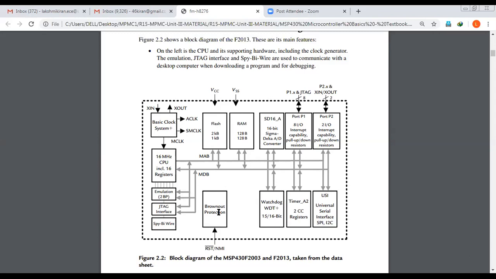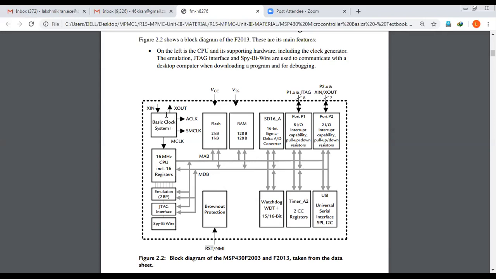And brownout protection is for when the MSP430 receives voltage at a dangerous level, to reset the entire module, the entire kit. This is going to be useful. And this basic clock system is the clock module which is going to provide a clock to operate various peripherals and the CPU of the system. Let me go through each and every module here. So first of all, the basic clock system.